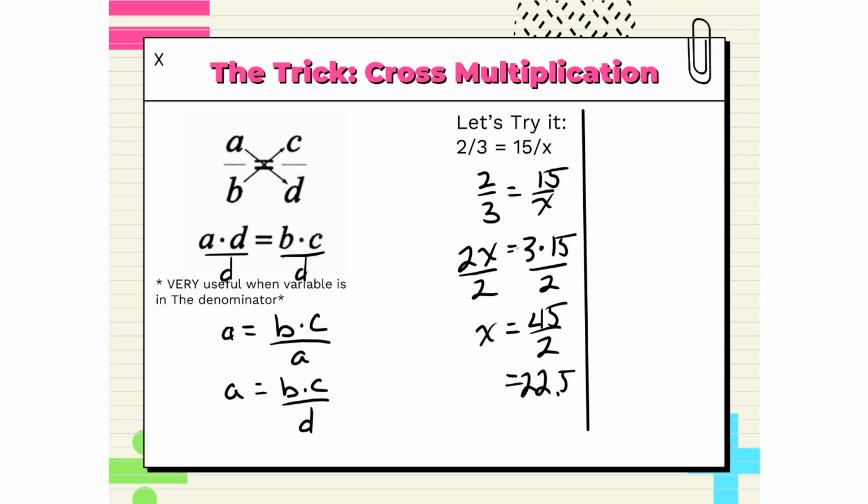There's also another little trick you can keep in mind. If 2 is to 3 as 15 is to x, you can flip both of those upside down, and the ratio is still the same. So we can say 3 is to 2 as x is to 15. Then all you have to do is multiply just this way. You don't have to do the full cross multiplication. So you can say 15 times 3 over 2 equals x. So you're back to exactly the same solution.